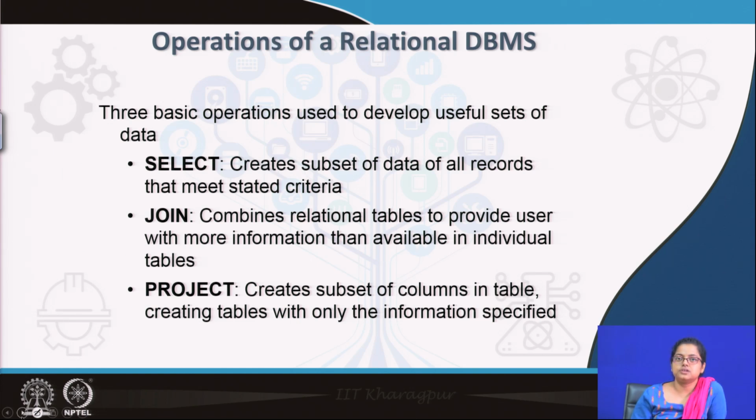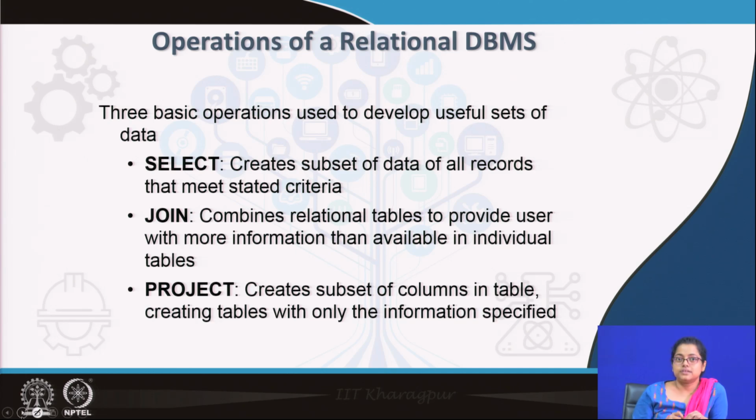Operations of a relational database management system. There are three primary operations that are used to develop useful sets of data. So, we have the select operation, then we have the join operation, and thirdly we have the project operation. The select operation creates a subset of data of all records that meet certain stated criteria or conditions. I will explain each of these with an example to help you understand better.